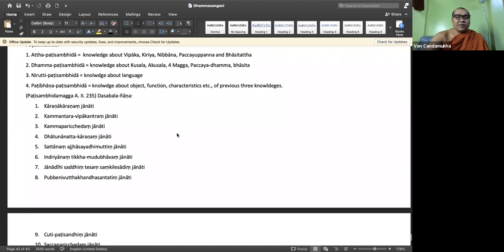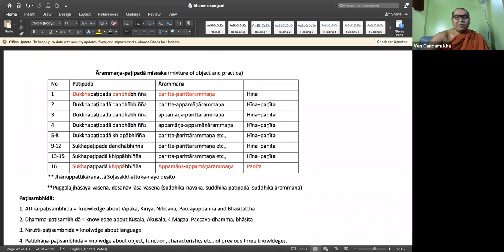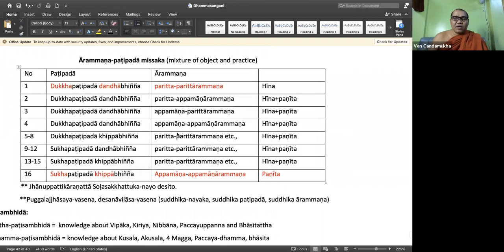So the terms are already explained. I think you know very well. So that's why I made a kind of chart for you. Here, Arammana Paṭipadā Missaka. So I take the commentary name. The Pali Dhammasaṅgaṇīpāḷi takes only the count. So if we multiply Arammana with the paṭipadā, we have 16, like that.